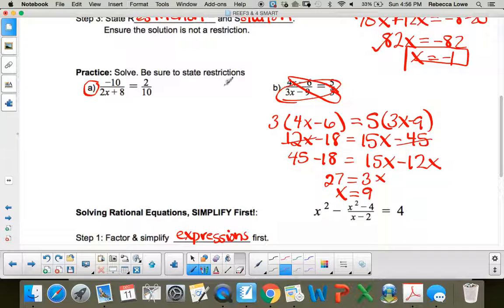Last thing I need to check is that I haven't found a solution that's the restriction, because that would be an extraneous solution. So if I set this denominator equal to 0, I can solve for the restriction. x cannot be 3, because that is what would make the denominator 0. 3 times 3 minus 9, yeah, that's true. So there you go. x is equal to 9.